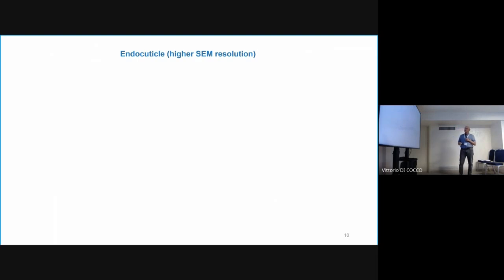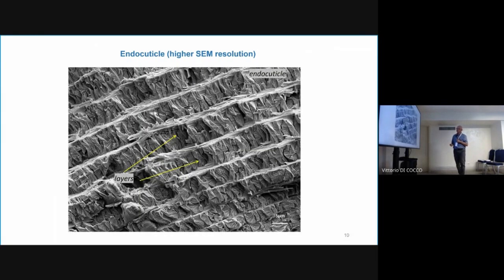So we look at it with a higher scanning electron microscope resolution, and then you start seeing extraordinary things. I mean, the architecture is incredible. And so what you have are layers separated by a unidirectional sublayer, if you wish. And those structures here are the subject of what I want to talk next.